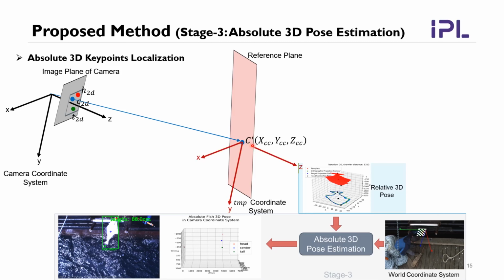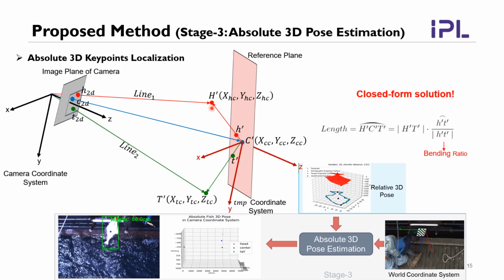Then we set up a temporary coordinate system at C', and this coordinate system is parallel to camera coordinate system. Then we can put the other 2 relative 3D key points in this temporary coordinate system. H' and T' are actually these 2 black dots from stage 2. Next, we can also back project H2D into 3D space using camera intrinsic matrix. And we know the absolute 3D head key point must be on line 1. And it also must be on line H', C'. So the intersection point should be the absolute 3D head key point. We can do the same to T2D key point in order to find tail key point in absolute 3D. This localization method has a closed form solution.